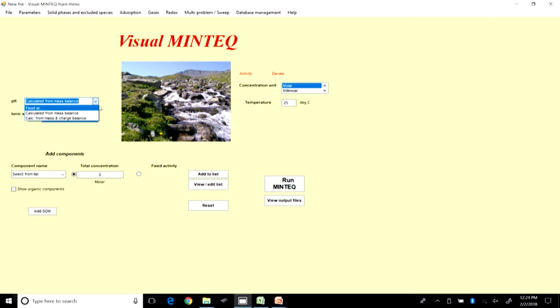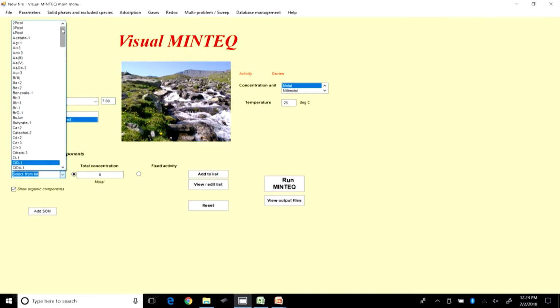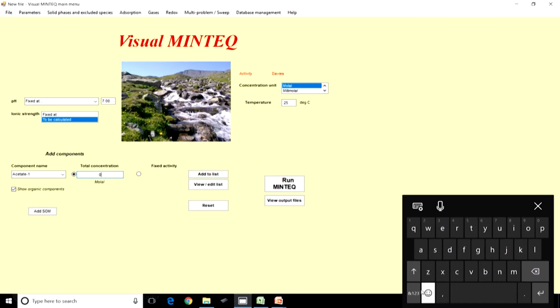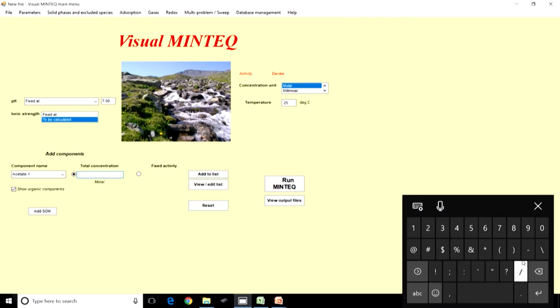So earlier I believe we looked at pH was fixed at 7, right? And what else? We need to have the acetate concentration. We had acetate at 8.33, if I'm not wrong, right? 8.33, and the units are millimolar, right? Add that to the list. And what else is required though?